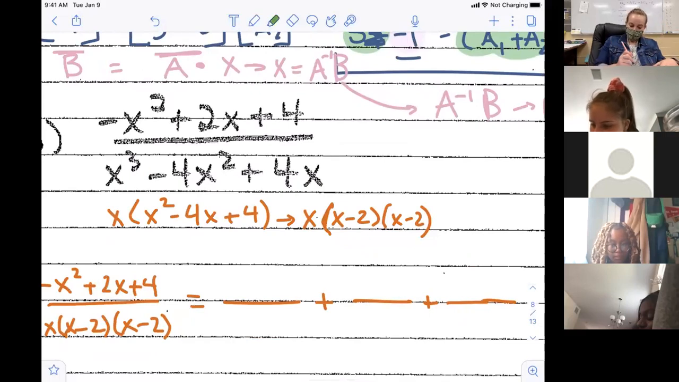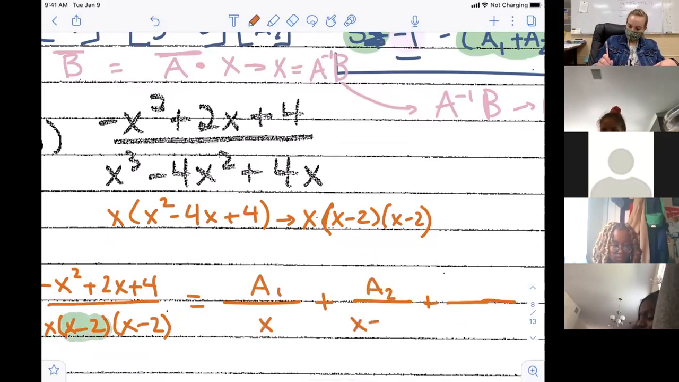My first factor is x, so I'm going to write a1 over x. Okay, that makes sense to me. The next one is going to be x minus 2, so I'm going to write a2 over x minus 2. Now, I wanted the third one to just be x minus 2, but we're going to write it as x minus 2 squared.